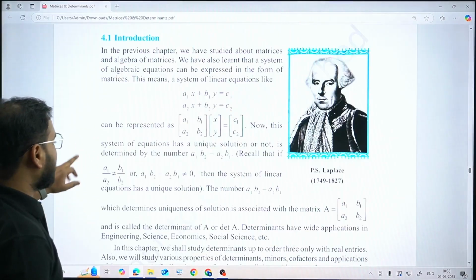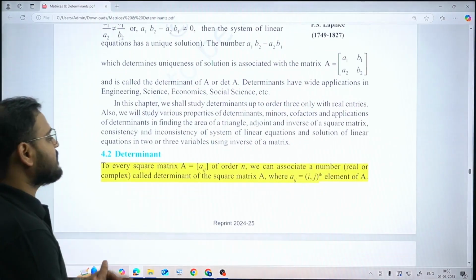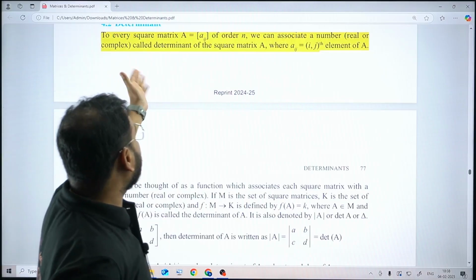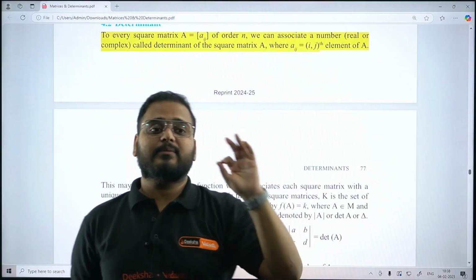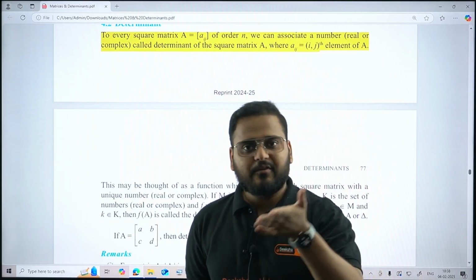So first of all, finding the determinant is also very important. Questions keep coming on that as well. The determinant is defined only for a square matrix. You don't find it for a rectangular matrix.